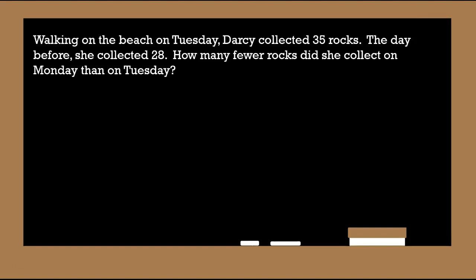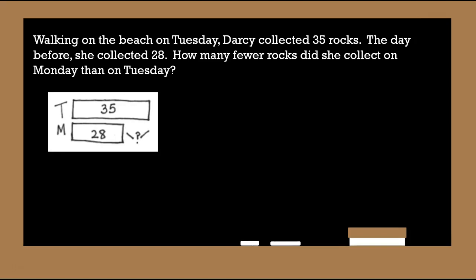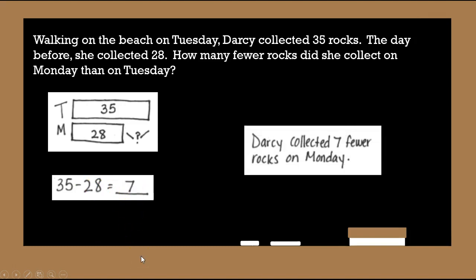Alright, let's compare answers now. So I did a little graph here, and I wrote that on Tuesday she did 35, and on Monday she got 28. And I'm trying to find this space right here. So I can take 35 minus 28, and I got 7. So Darcy collected 7 fewer rocks on Monday.